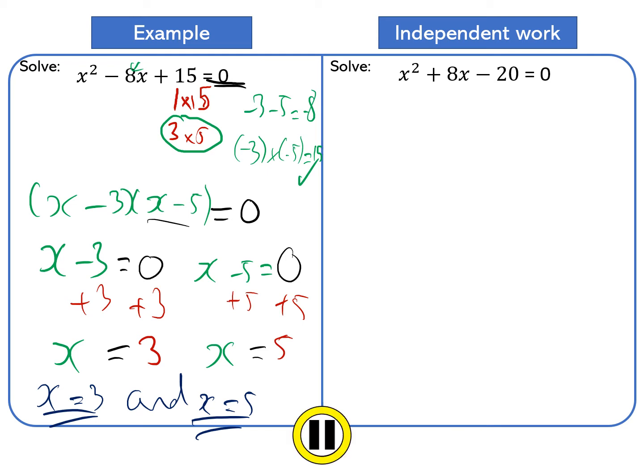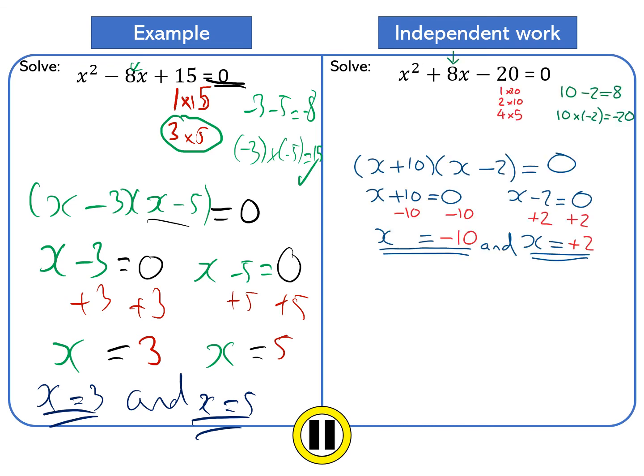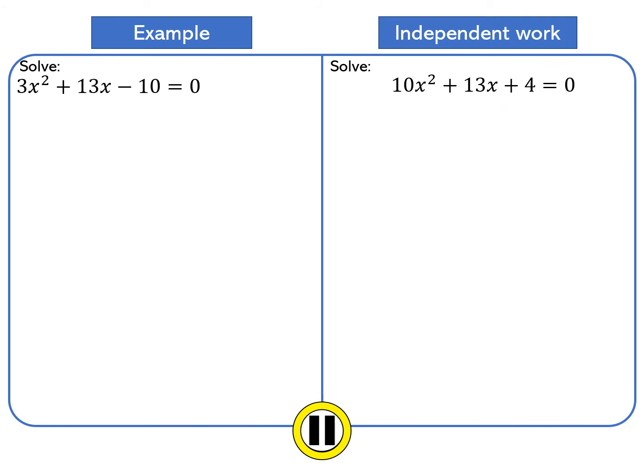Press pause and then complete the independent work. Then press play and I will reveal the answers. Press pause and try the example questions. Then press play and I will answer the examples with you.